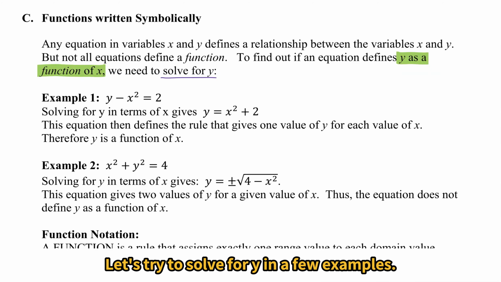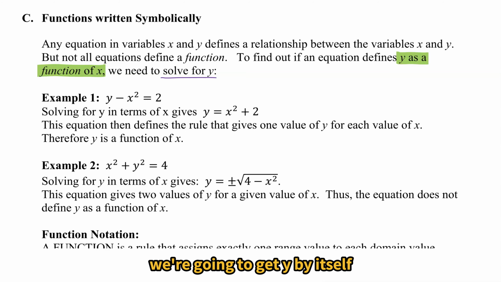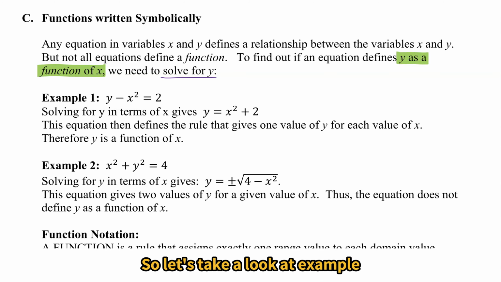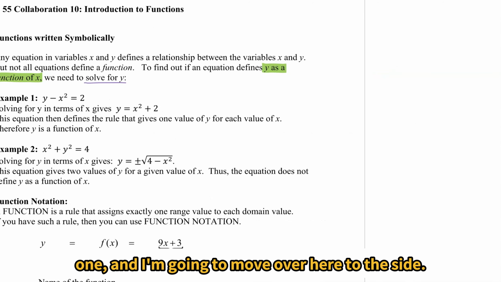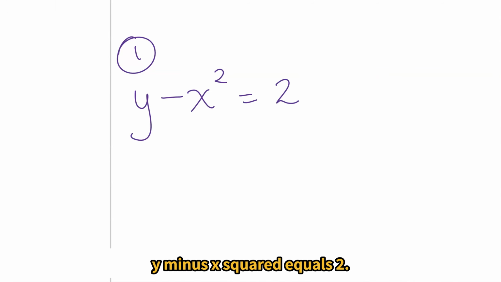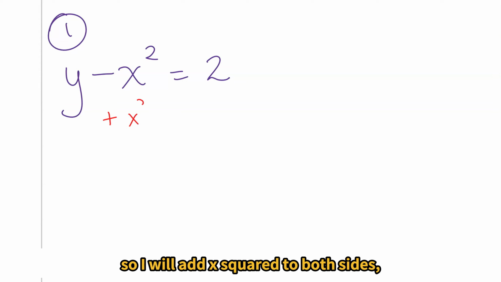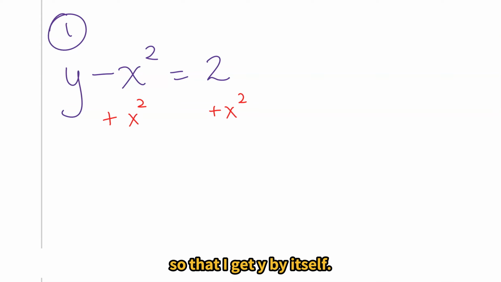Let's try to solve for y in a few examples. Solving for y just means we're going to get y by itself on one side of the equation, and then x and all the other terms on the other. So let's take a look at example 1, and I'm going to move over here to the side. Y minus x squared equals 2. I need to solve for y, so I will add x squared to both sides so that I get y by itself.